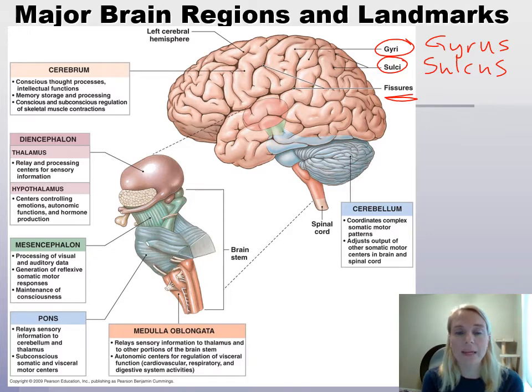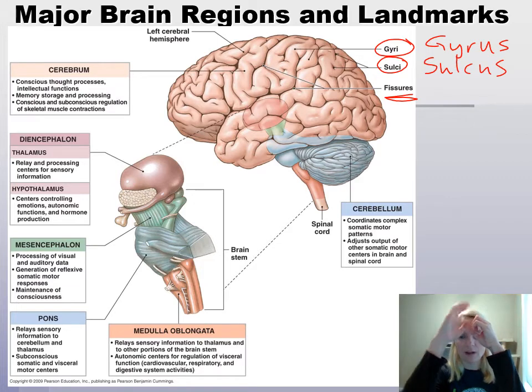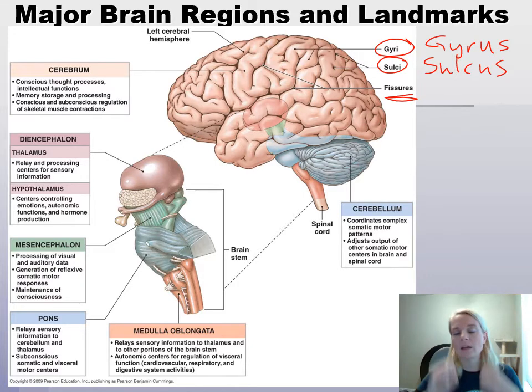And then also in our cerebrum and our cerebellum, we have what are called hemispheres. Those are halves. In this particular picture, we're only seeing the left cerebral hemisphere, but know that your brain sits like this in your skull, right? So you have your right hemisphere and you have your left hemisphere. There's a big longitudinal fissure that comes through and separates your left and right that we'll see in pictures later on when we talk more in depth about the cerebrum.